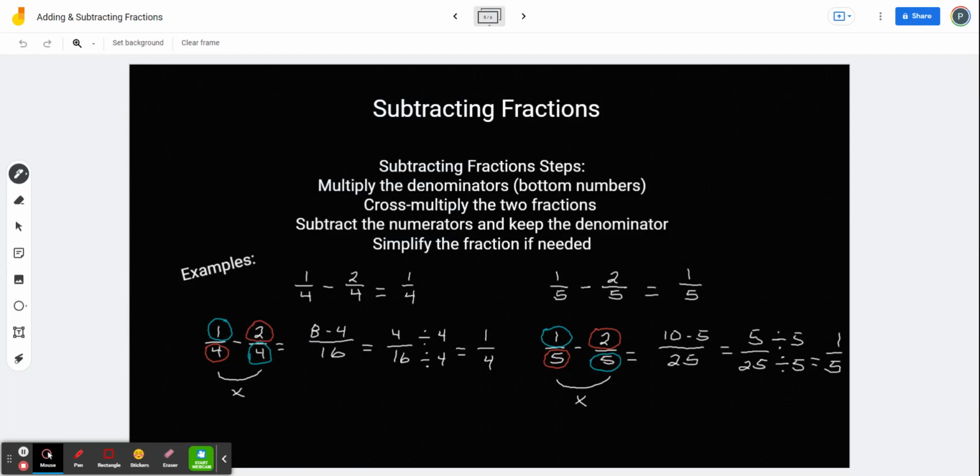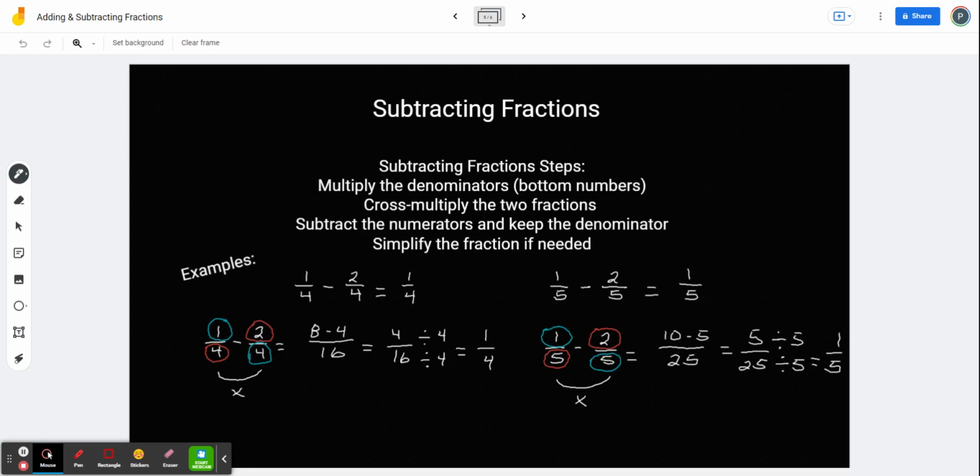1/4 minus 2/4 will equal 1/4. First step is multiply the denominators. Those are always the bottom numbers. 4 times 4 equals 16. Cross multiply the two fractions. So 4 times 2 equals 8. 1 times 4 equals 4. 8 minus 4 equals 4, and the denominator stays the same, 16. Simplify the fraction. Divide the numerator and denominator both by 4. The answer is 1/4.